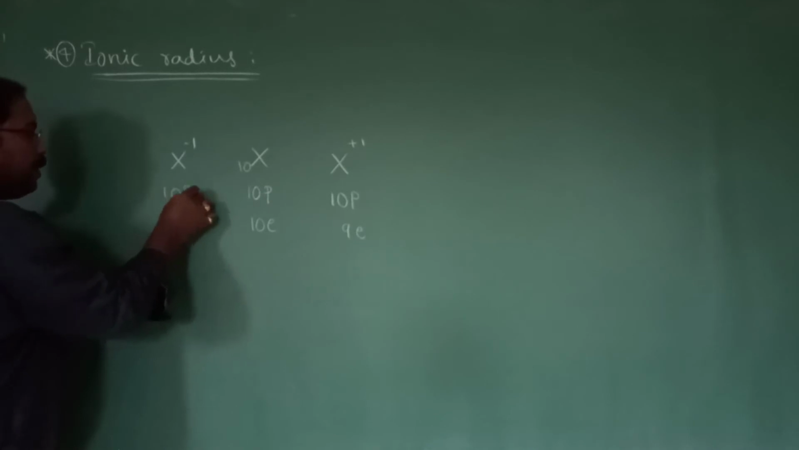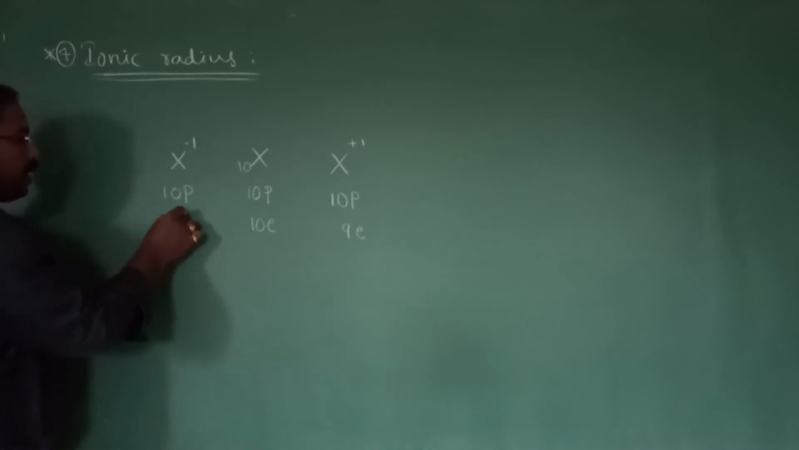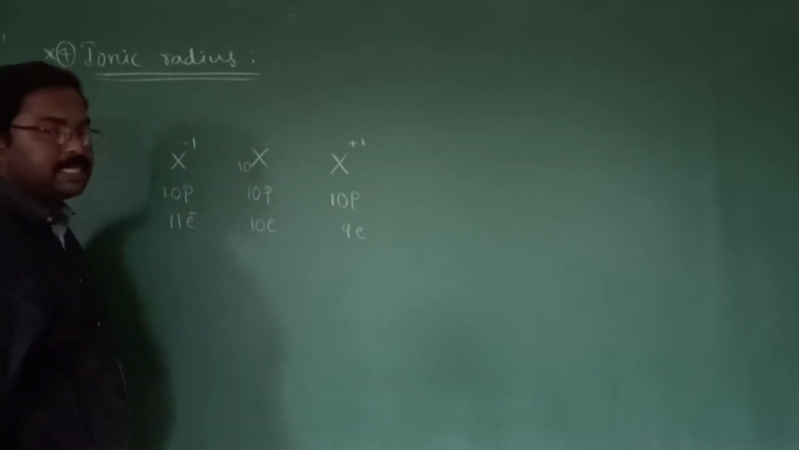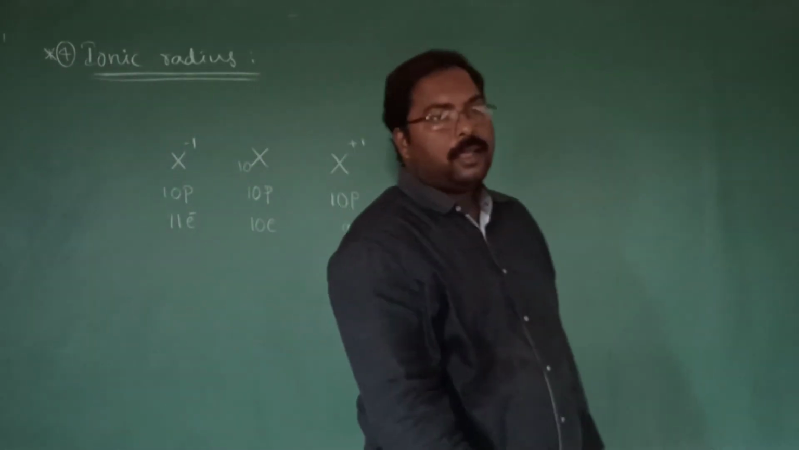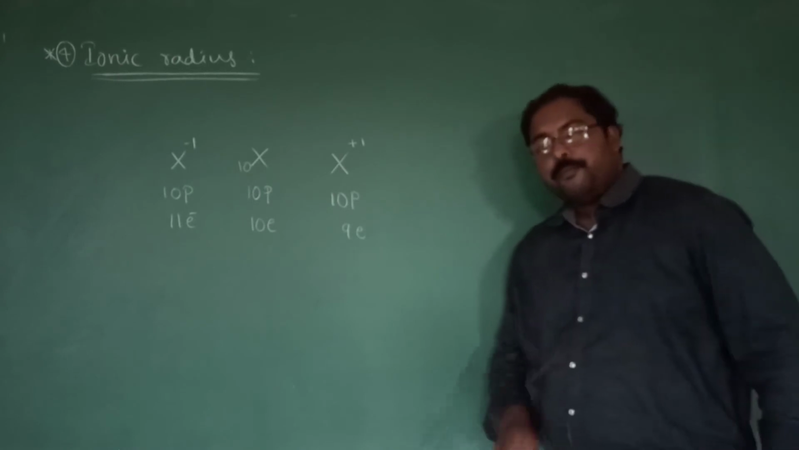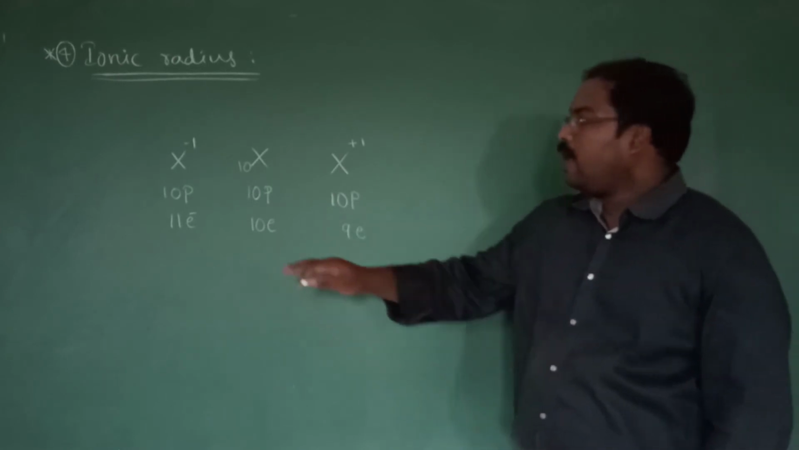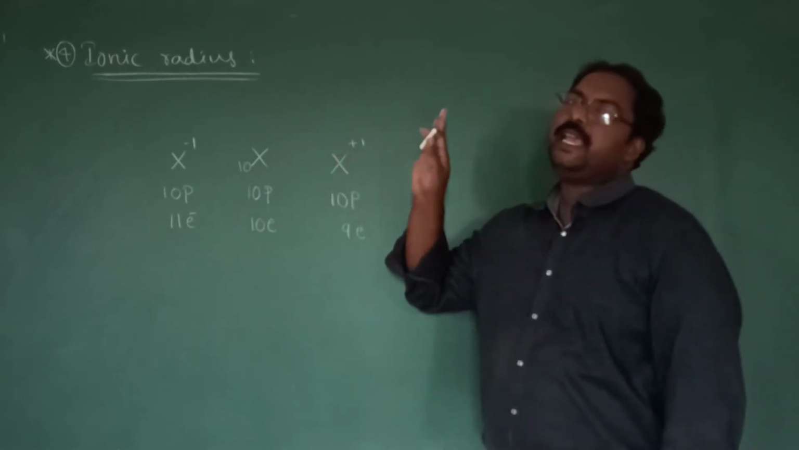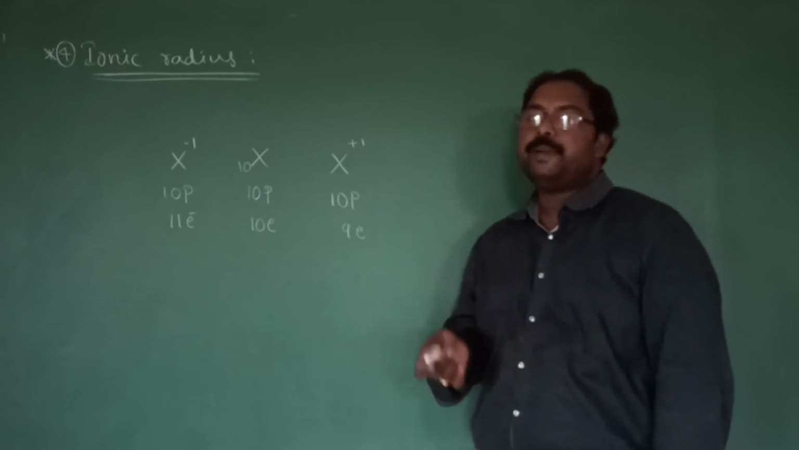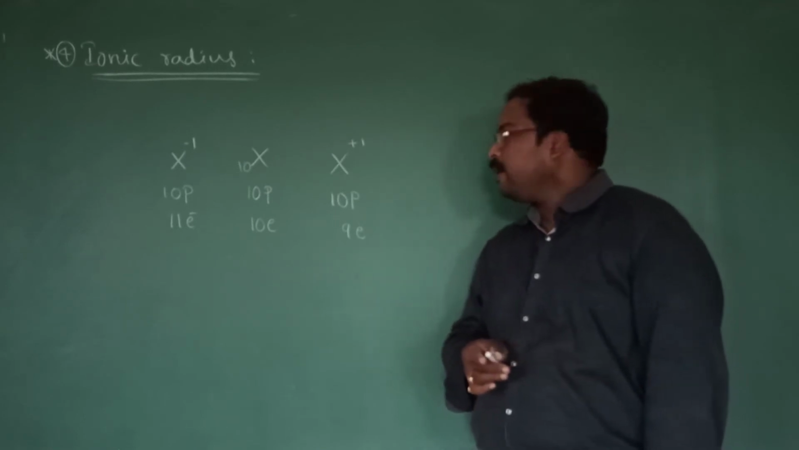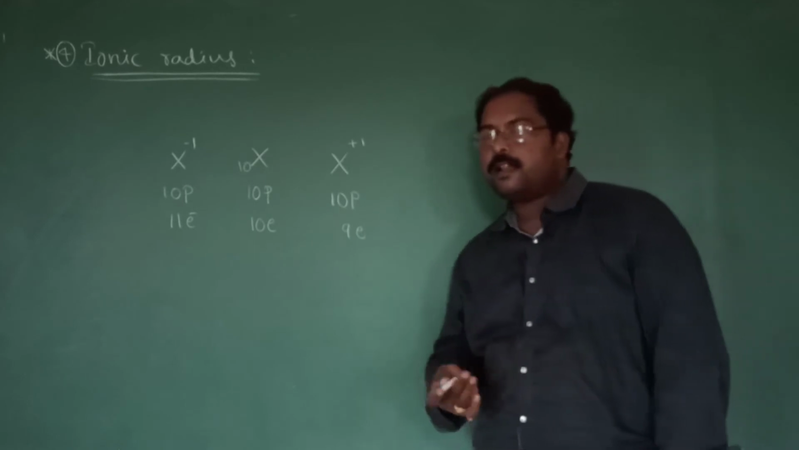Okay. So if I take the anion, still the atomic number will be the same, but now it has gained one more electron. So total electrons in this is 11. Okay. Now my question is, will all the three have the same size, nothing but the same radius? Will they have the same radius or not?